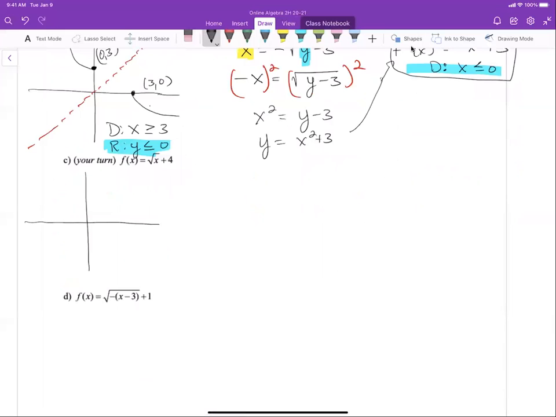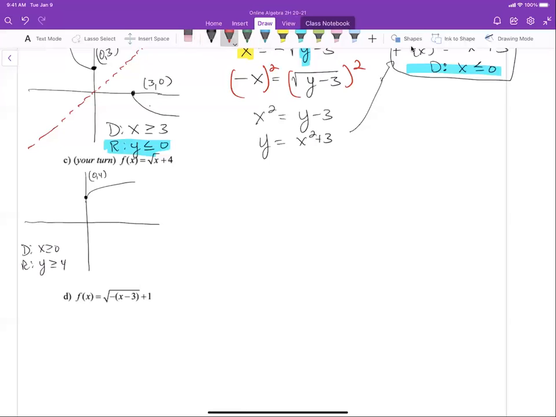Here is what my original function looks like. It's a square root function that has been shifted up 4. Okay, so here we'll call that the original point, and it looks something like this. This is at (0, 4) is that data point. The domain of that original function is x is greater than or equal to 0. The range is y is greater than or equal to 4.